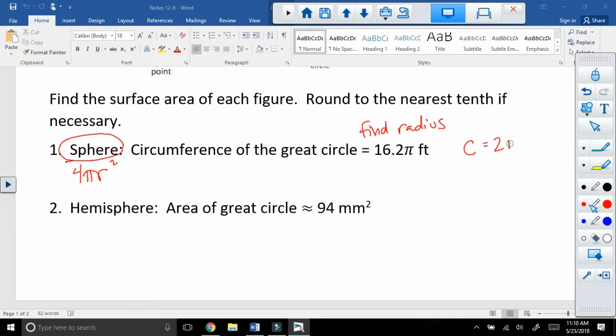Circumference is 2 pi times the radius. So if the circumference is 16.2 pi, when I'm solving for the radius and dividing by 2 pi, well, those pi's are going to cancel. 16.2 divided by 2 is 8.1. So the radius is 8.1, and then you can take that. Remember, your final answer is what is the surface area of the sphere. So I can plug that in, 4 pi times 8.1 squared.